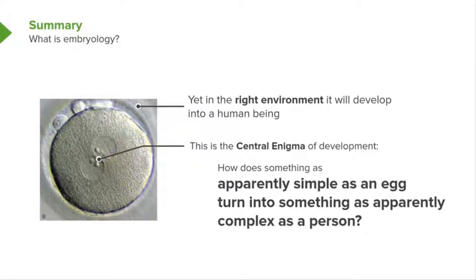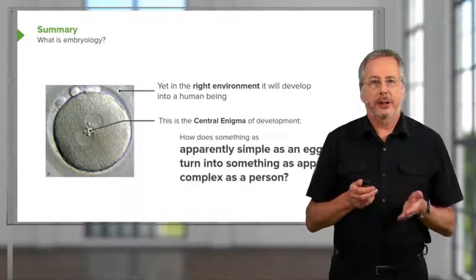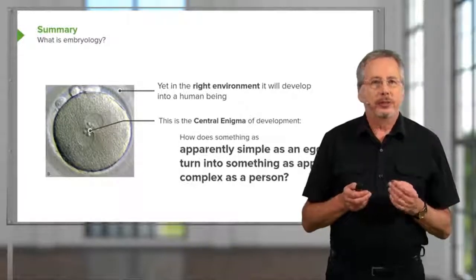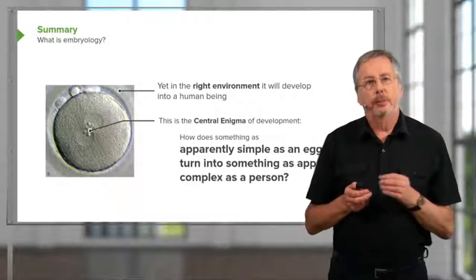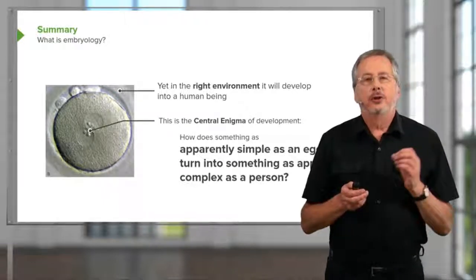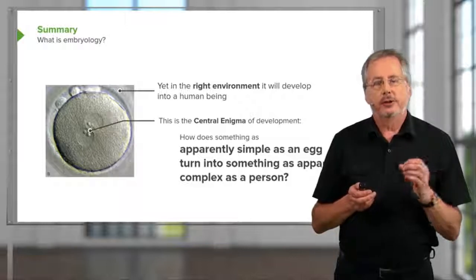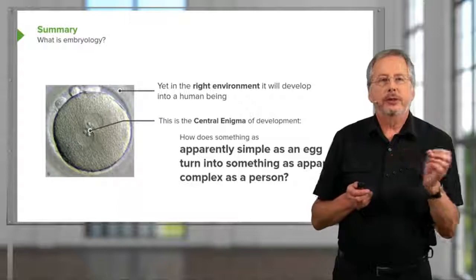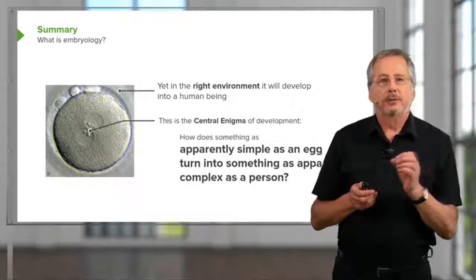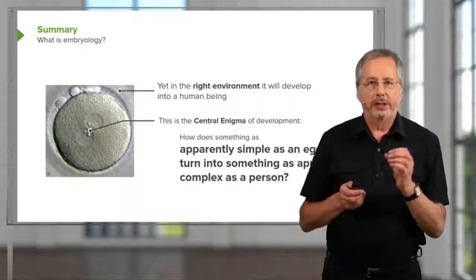And you could call this the central enigma. How does something as apparently simple as an egg turn into something as apparently complex as a person? And you can see from the way I've phrased that question that perhaps the egg is not as simple as it looks, and perhaps, unexpectedly, people are not quite as complicated as you might think. Not everything is specified during the course of development. There are many examples where tissues interact with each other, they talk to each other, and come to an agreement about how they're going to be arranged in space.